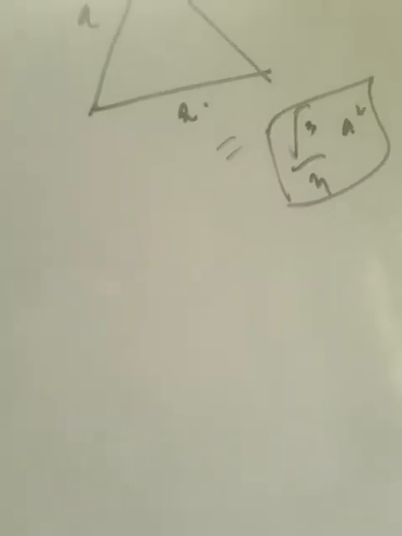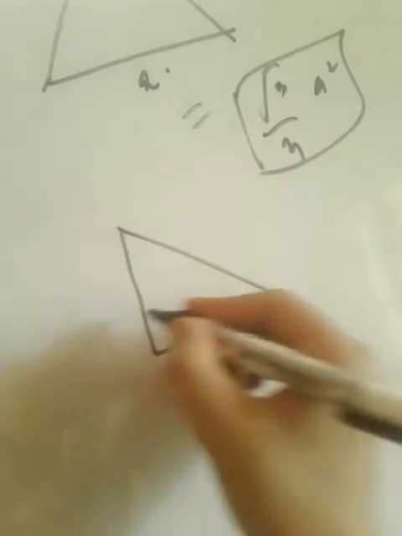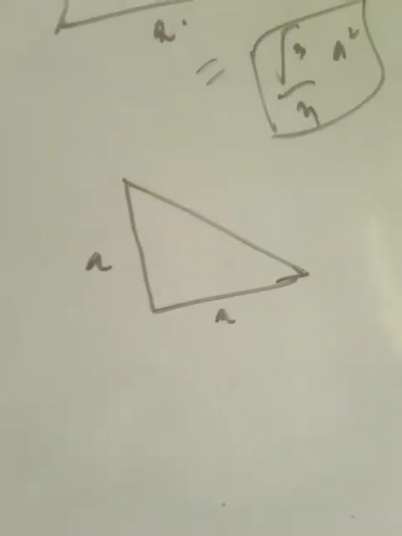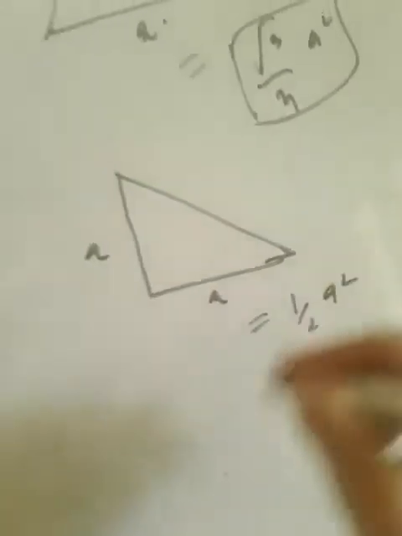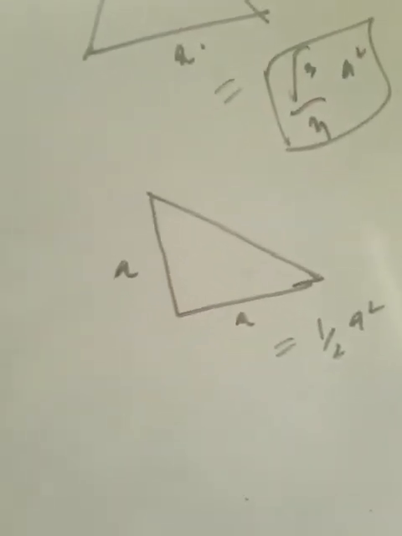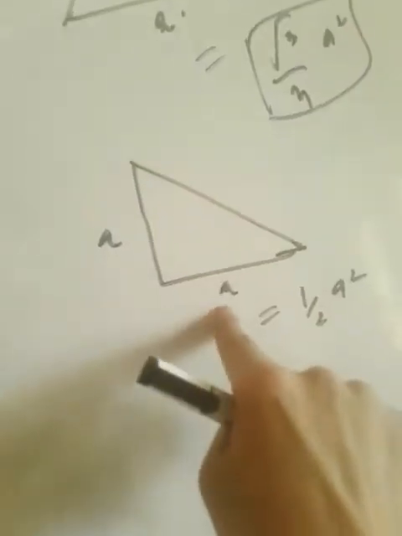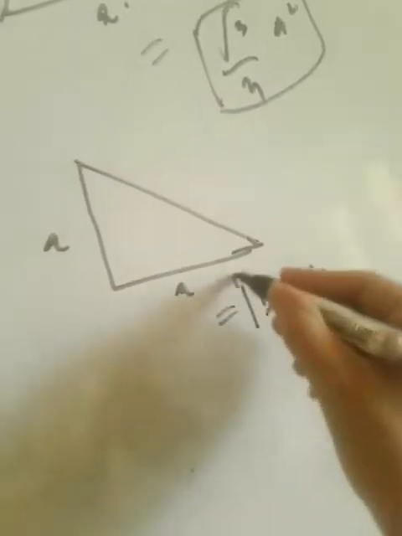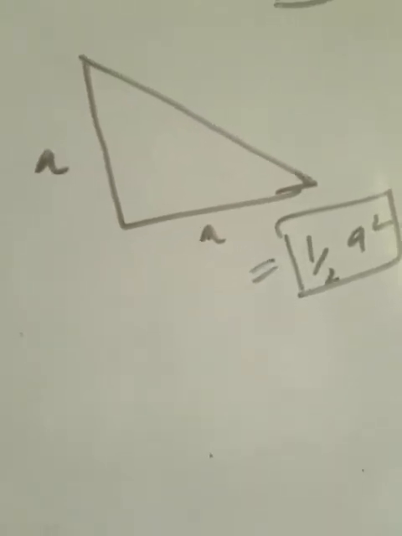Again, suppose you have an isosceles right triangle, and this is a, this is a. Then its area will be 1 by 2 a square. How? You know the formula for the area of a triangle is 1 by 2 base into corresponding altitude. If we consider this base and this altitude, a into a is a square. So the area of an isosceles right triangle is 1 by 2 a square.